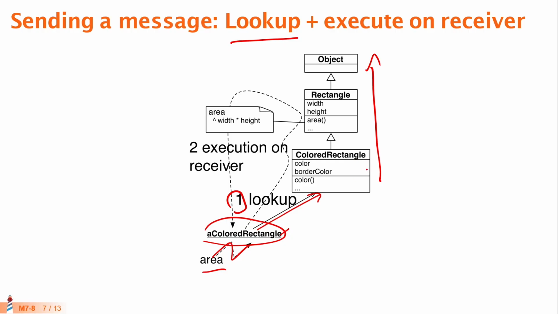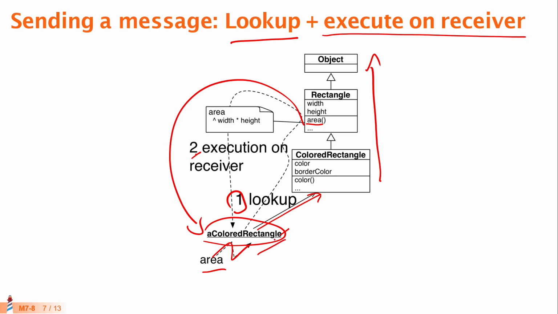ColorRectangle doesn't define area, but Rectangle does. So it doesn't find it in the ColorRectangle subclass. It will go up and find it in the Rectangle class. It will take that method, and then the second step of the message send is to execute that method on the receiver. So we are going to take area and execute width multiplied by height on the ColorRectangle, our instance that is down here.